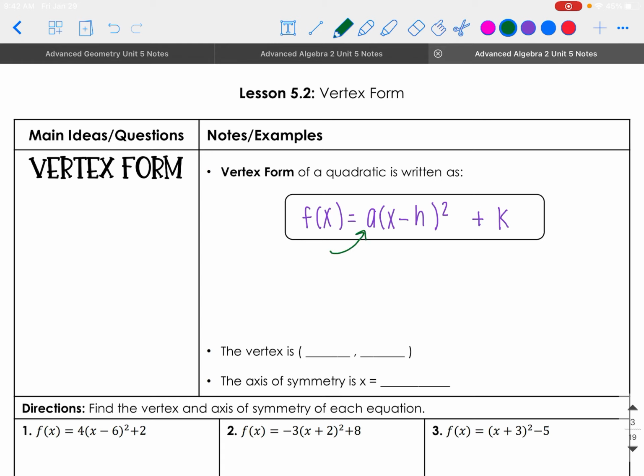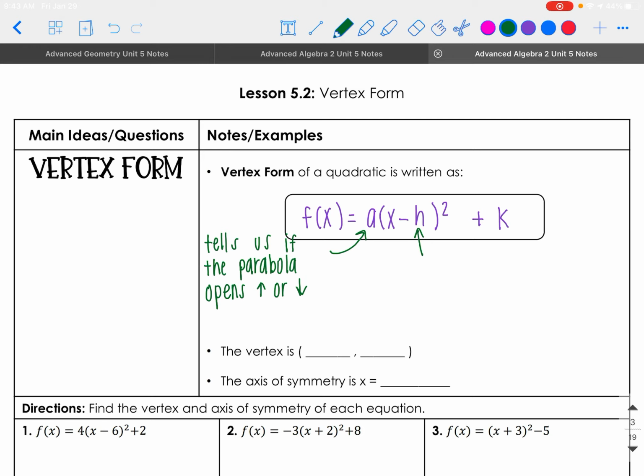So first of all, the a tells us if the parabola opens up or down. If a is positive, the parabola opens up. If it's negative, the parabola opens down. It also kind of tells us how wide or narrow the parabola is, but we won't really deal with that much in here.